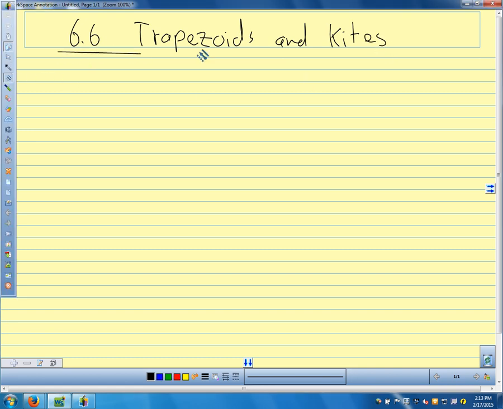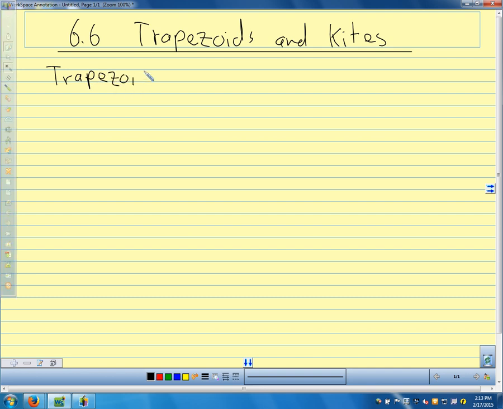So when we first started the graphic organizer, I think we talked about what a trapezoid was. Well, let's just make sure that we all have that. A trapezoid is a quadrilateral. It shows that on our graphic organizer. They're related. A trapezoid is a quadrilateral with one pair of parallel sides.